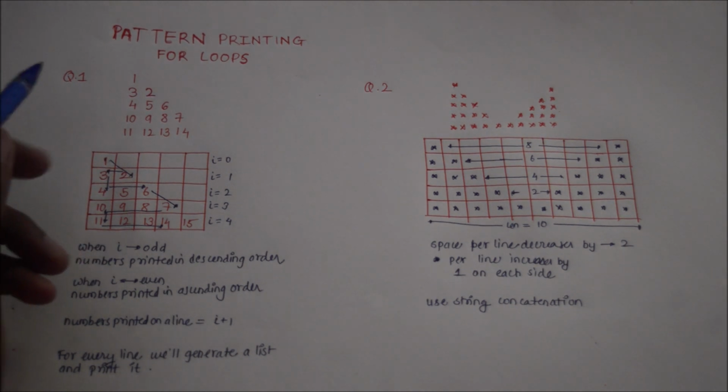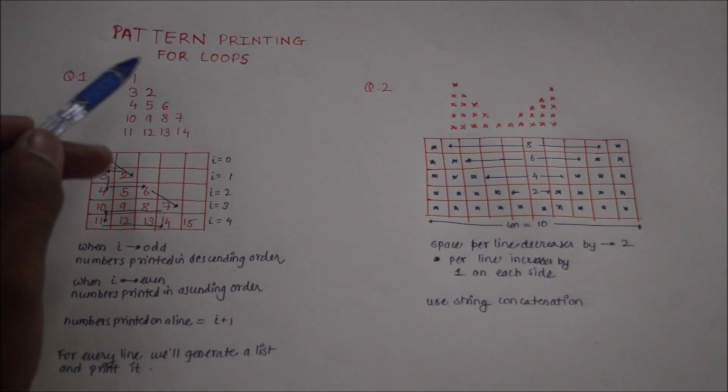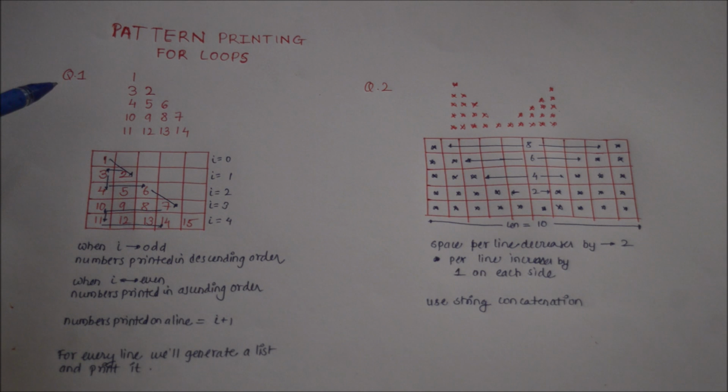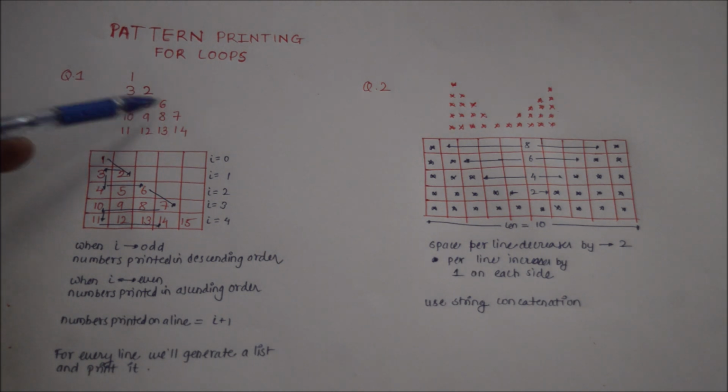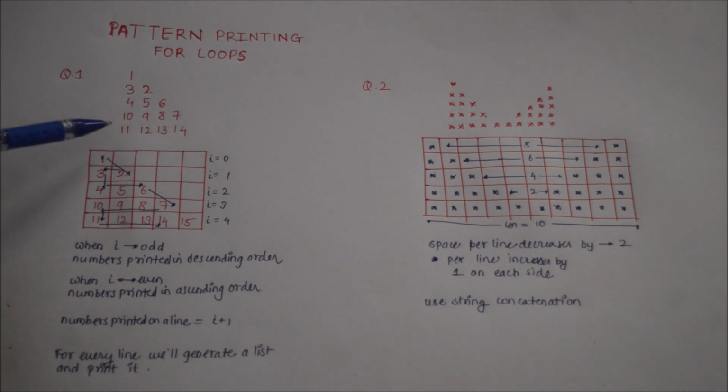So here we are looking at pattern printing using for loops. The first question here is to print this type of pattern: 1, 3, 2, 4, 5, 6, 10, 9, 8, 7, 11, 12, 13, 14.